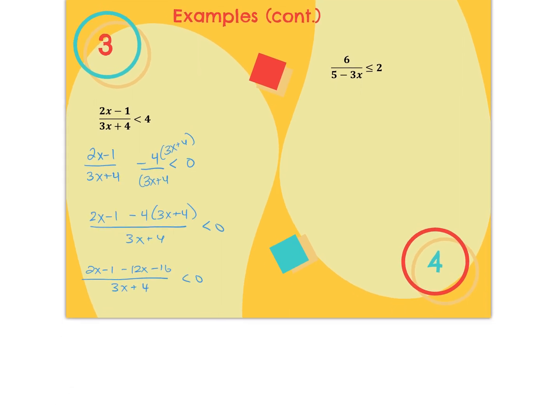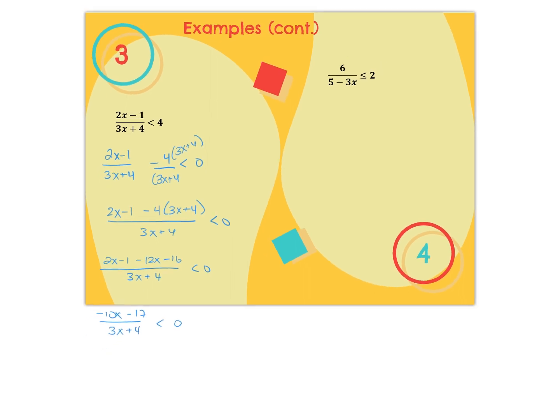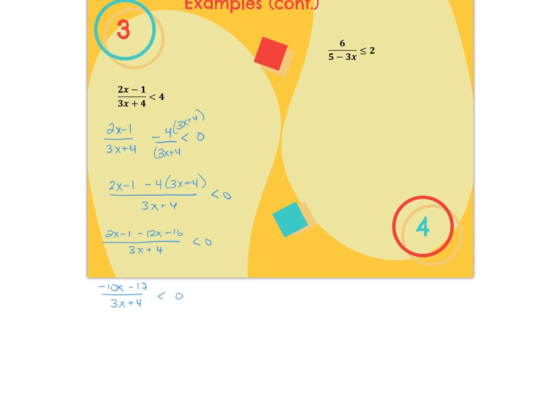And again, I'll combine my like terms up at the top, and I'm going to get negative 10x minus 17 all over 3x plus 4 is less than 0. Okay, and so again, I have it in the right form now. I'm ready now to set my numerator equal to 0. And so negative 10x equals 17, and x equals negative 17 over 10, right? So I'm able to get this answer, and then I get the denominator 3x plus 4 equals 0, 3x equals negative 4, so x equals negative 4/3.